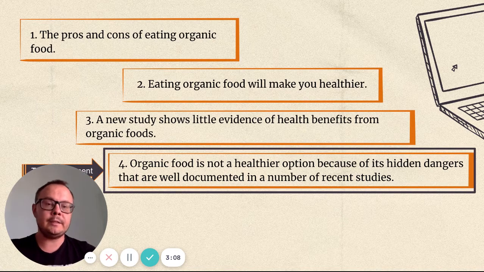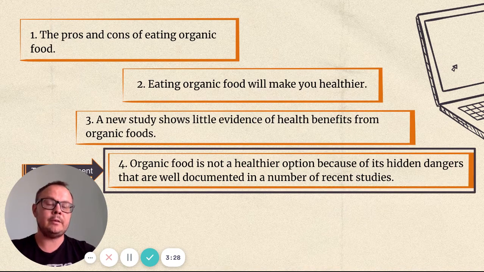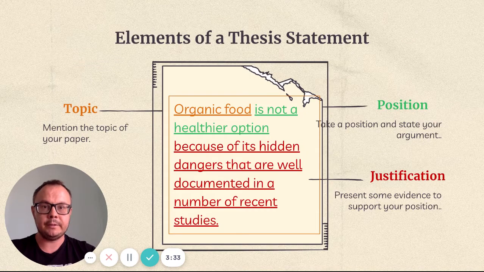Statement number 3 is not good either because it introduces a result of a study. So this could be used to support maybe your position further in the body, but this alone cannot be called a thesis statement. Statement number 4 is an example of a good thesis statement because it contains the following 3 elements: the topic, writer's position or stance, and justification.